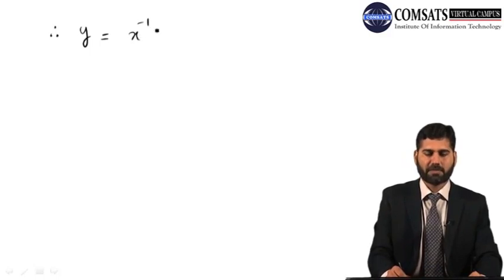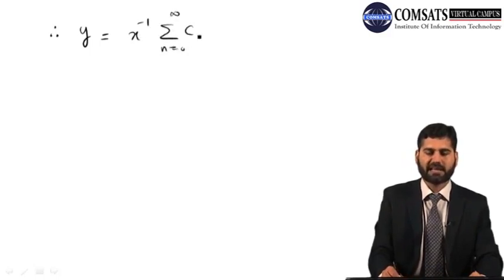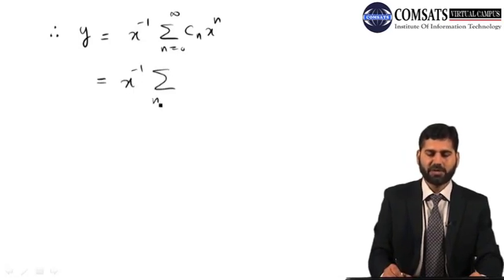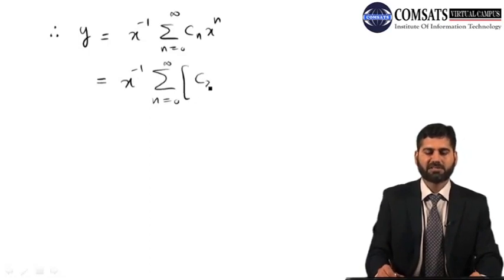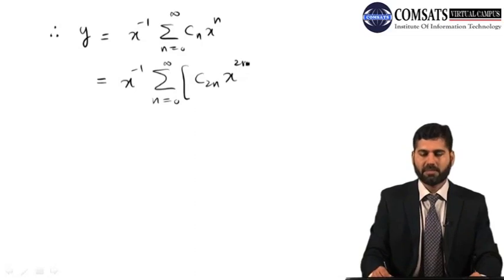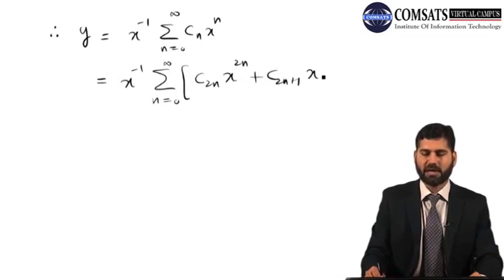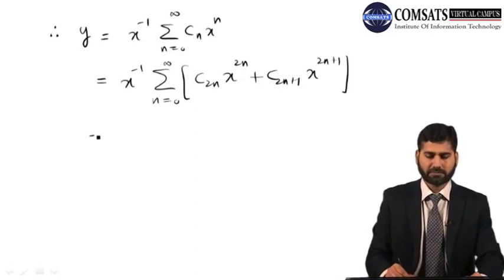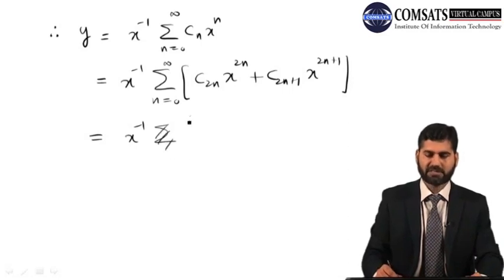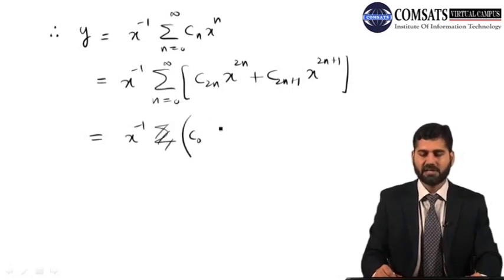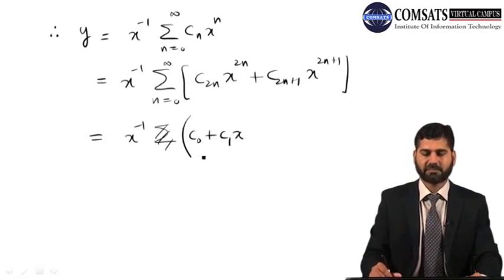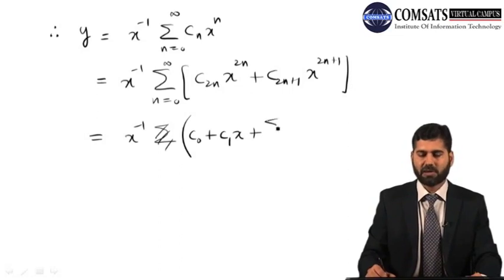So this is the case. Therefore, what is your solution? Therefore, y is equal to x to the power minus 1 times the sum from n equal to 0 to infinity of c_n x^n. This was our solution at the beginning. So for x to the power minus 1, I need to divide the series into even and odd parts separately: c2n x^2n plus c2n plus 1 x^2n plus 1. Now for the x to the power minus 1 series, you first write n equal to 0, which gives you c0 plus c1 x.